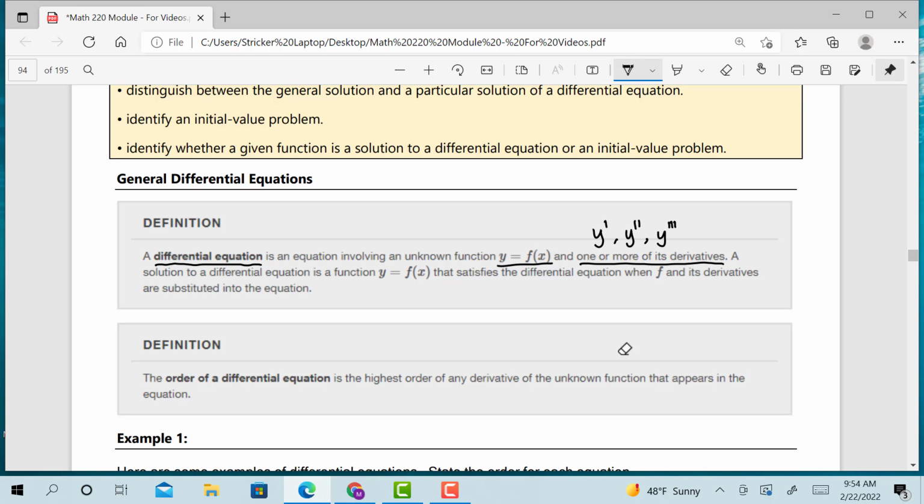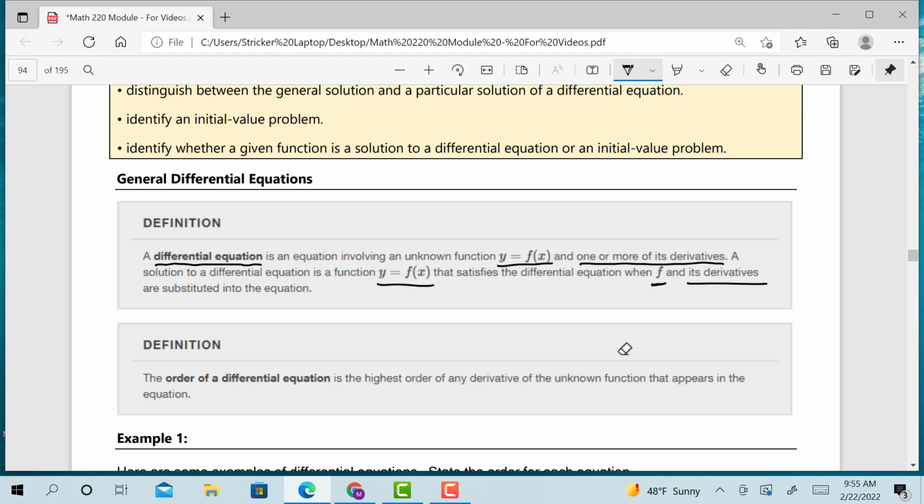And it says the solution to a differential equation is a function y equals f of x that satisfies that differential equation. That means it makes it true when that function and its derivatives are substituted into the equation. So let's take a look at one more definition, and then we're going to look at an example to see what we mean by these definitions.